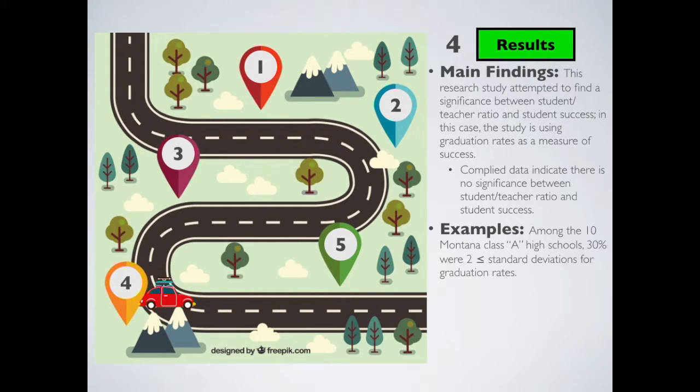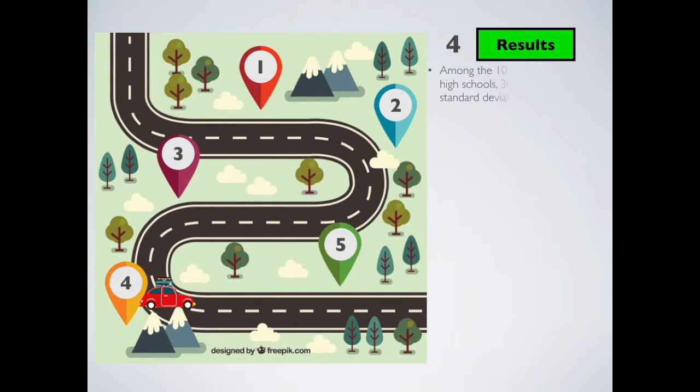Examples of data for the study. Among the 10 Montana Class A high schools, 30% were 2 or greater standard deviations for graduation rates. Custer High School, 100%, Frenchtown High School, 99%, and Browning High School, 58%. Among the 10 Montana Class A high schools, 30% were 2 or greater standard deviations for enrollment. Browning High School, 605, Fergus High School, 333, and Libby High School, 316.